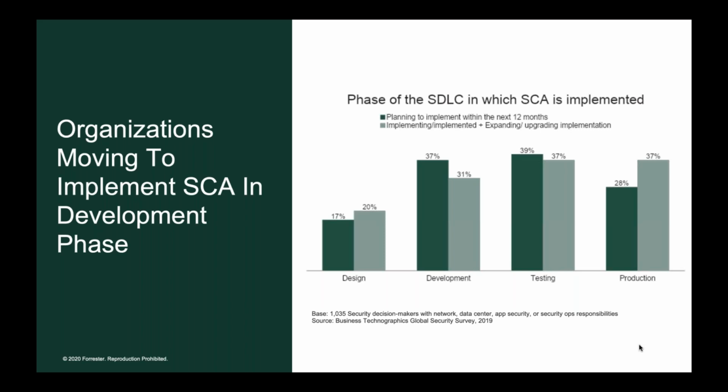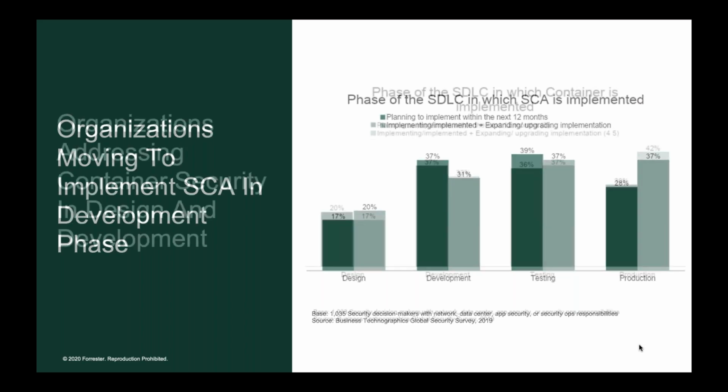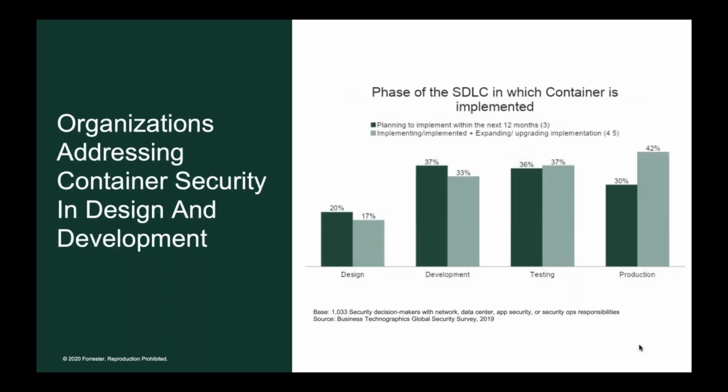37% of respondents are planning to implement software composition analysis in dev, 39% in testing, and 17% have it in their plans on the design phase. So organizations are really starting to shift left when it comes to making sure that SCA is integrated throughout their life cycle. The same thing is true on the container security side.